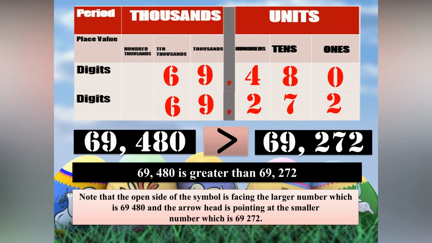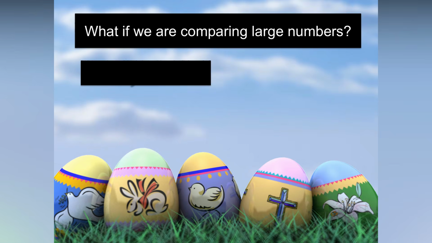Note that the open side of the symbol is facing the larger number, which is 69,480. And the arrowhead is pointing at the smaller number, which is 69,272. Let's compare another numbers.